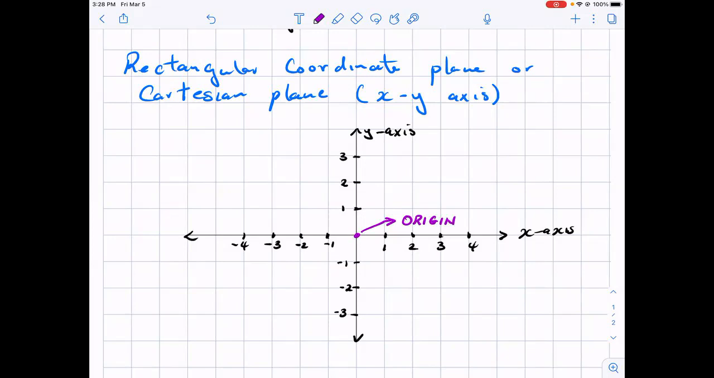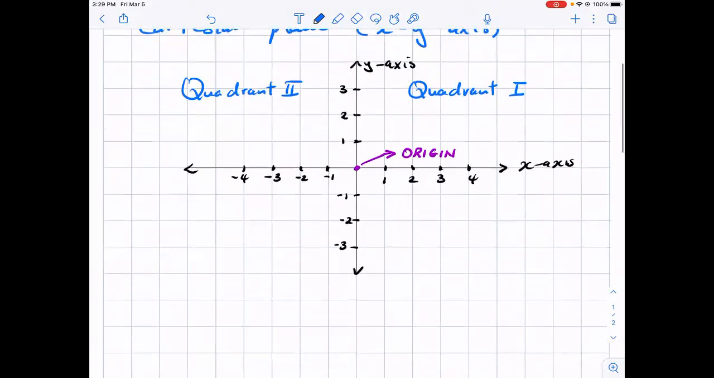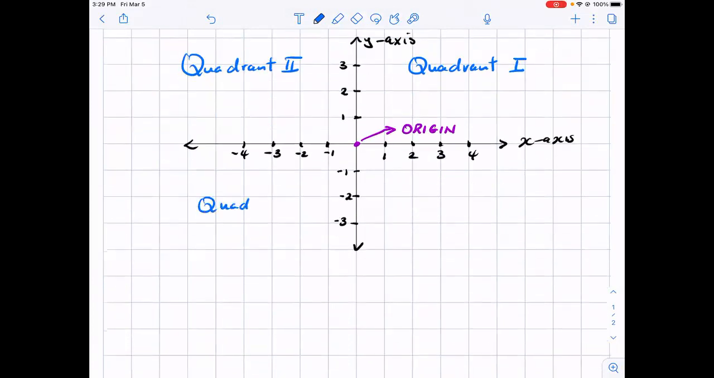And then in each one of these locations we have what are called quadrants, so that it can be broken up into 4 different quadrants. So this is called quadrant 1. Then we have quadrant 2. We have quadrant 3. And then we have quadrant 4. So we have 4 different quadrants on the XY axis or the Cartesian plane.